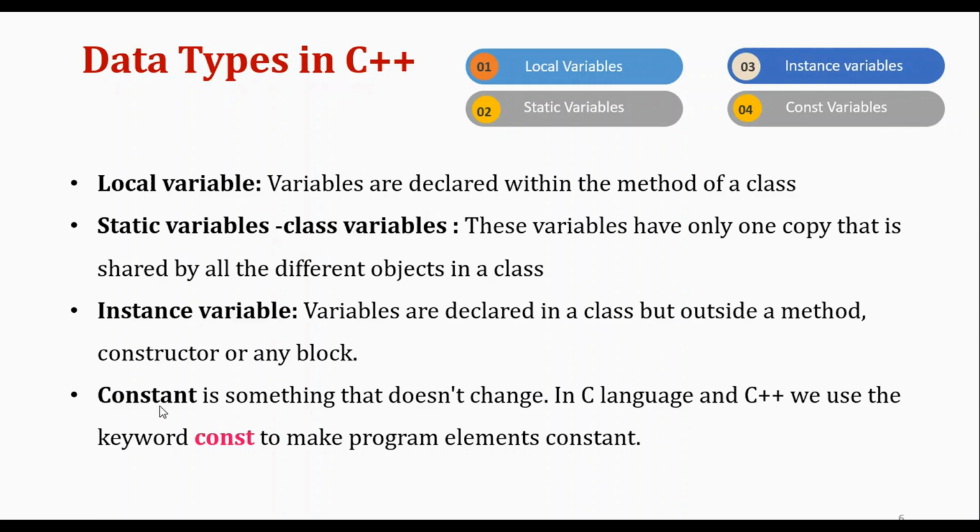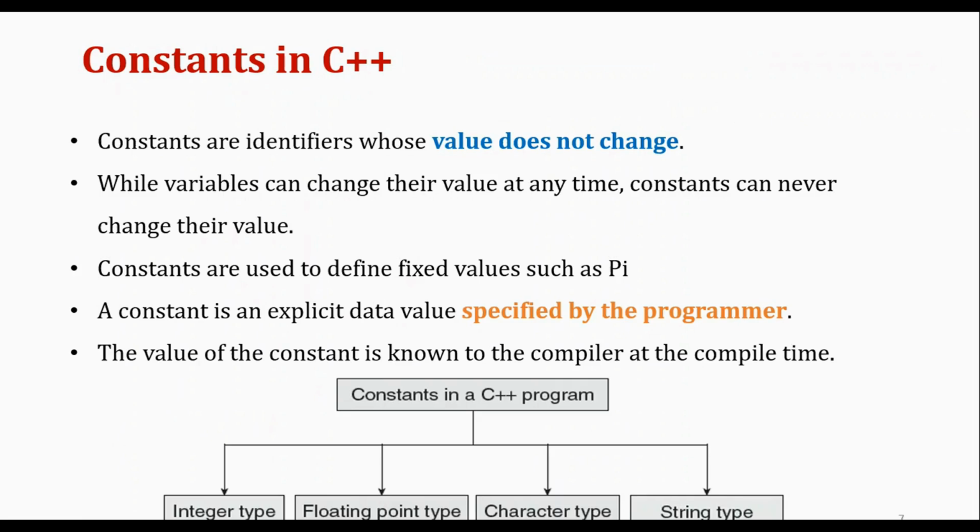A constant is a value that doesn't change. In C++, the const keyword is used to make an entity a constant. So in C++, constants are identifiers whose value doesn't change. While variables can change their value at any time, a constant never changes. It is a fixed value. For example, pi is a fixed value 3.14159, and it can be specified by the programmer. We have integer, floating point, character, and string type constants in C++.